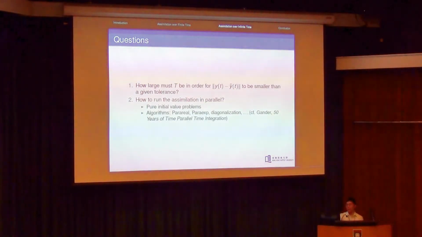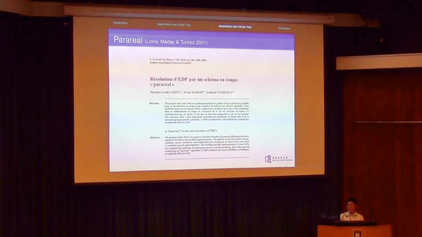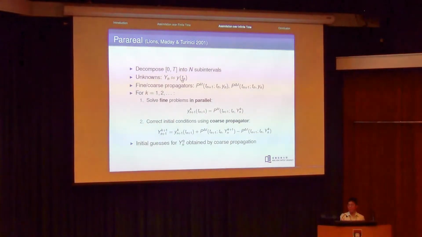So as it turns out, there is a way of doing this, and it's one way. There are many ways. In fact, there's a survey paper on this. But one way is called the parareal algorithm, which was introduced in 2001 by Lions, Maday, and Turinici, a group in France. And basically, the trick is it uses two integrators, one that is fine, accurate, but expensive, and another one that's coarse, but inexpensive, and very fast.